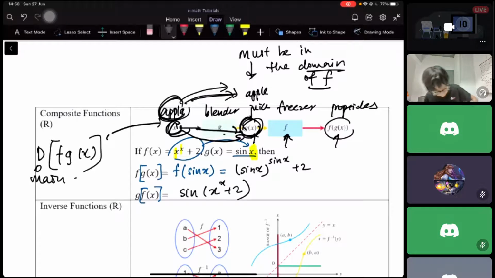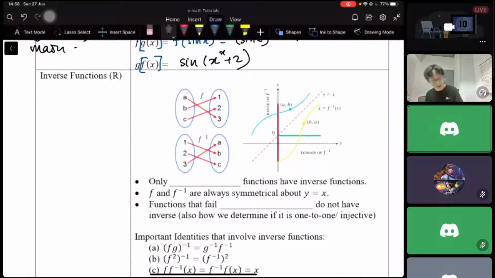Okay, and now, another revision: inverse function. You know that when function f maps a to 3, then if we have another function that maps 3 back to a, then this is the inverse of f, right? So this is the concept of inverse function. But not all functions have an inverse function.